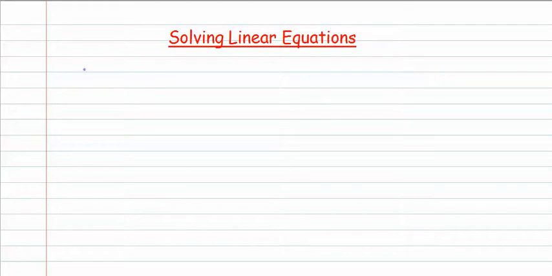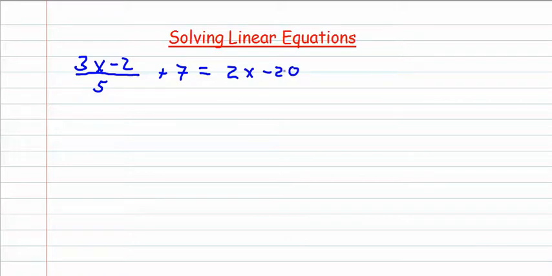Alright, our equation is (3x minus 2) over 5 plus 7 equals 2x minus 20. Now, unlike last time, we have no distribution. So, we're going to just try to clean this up before we go any farther.